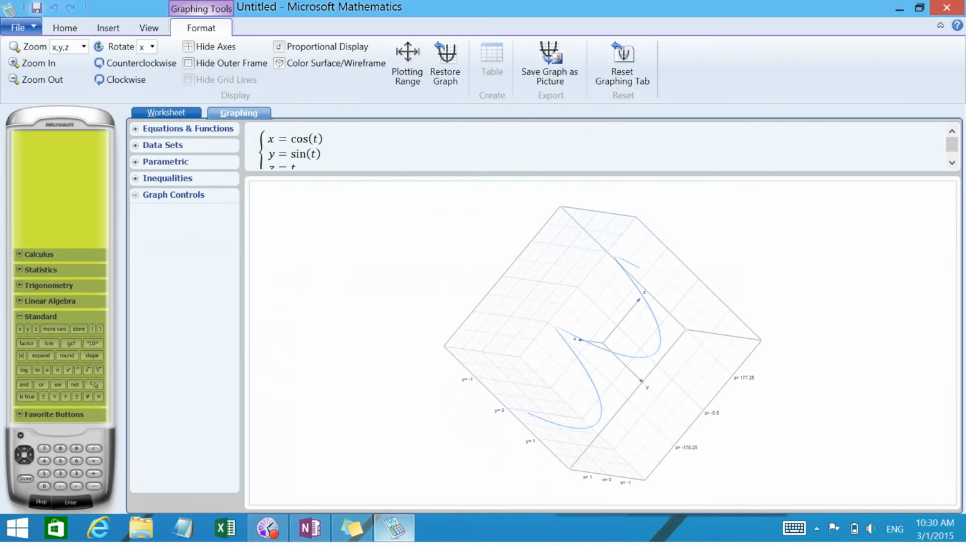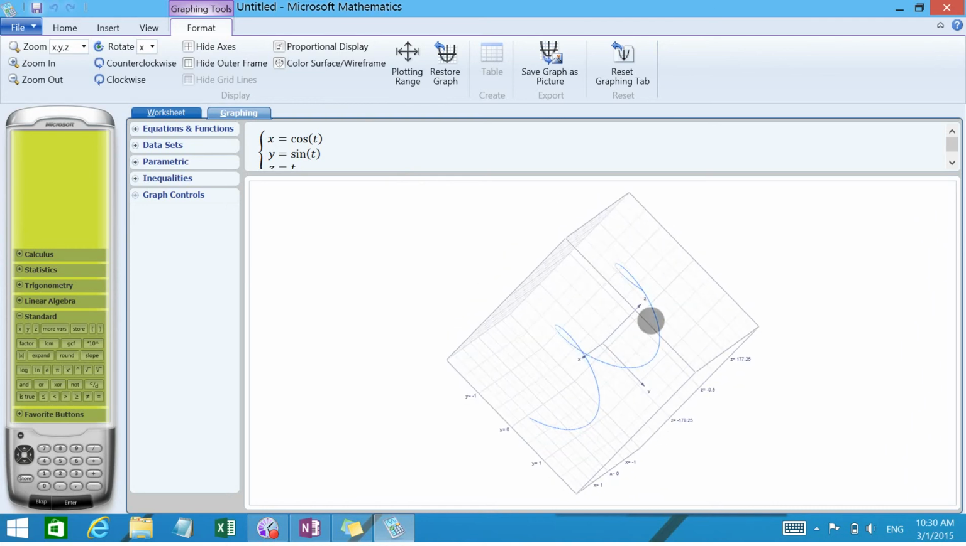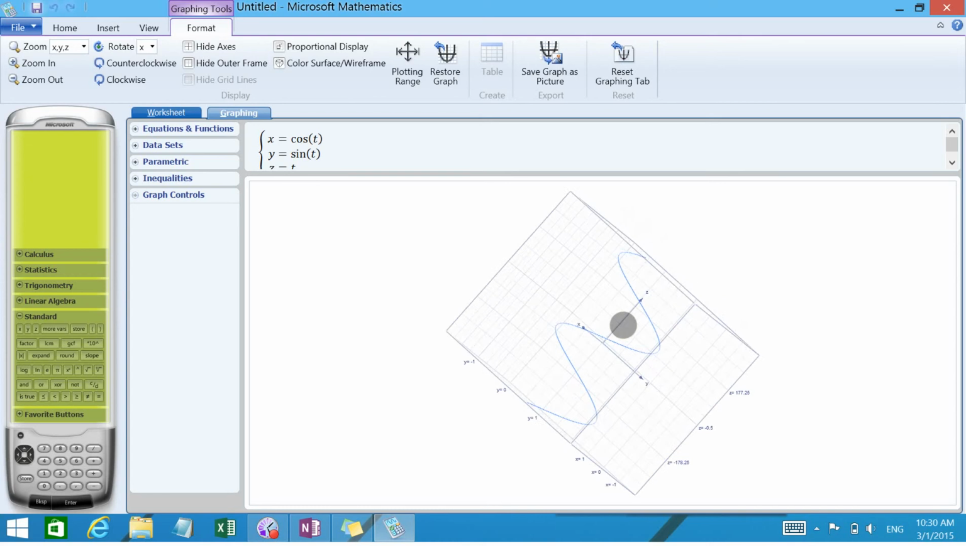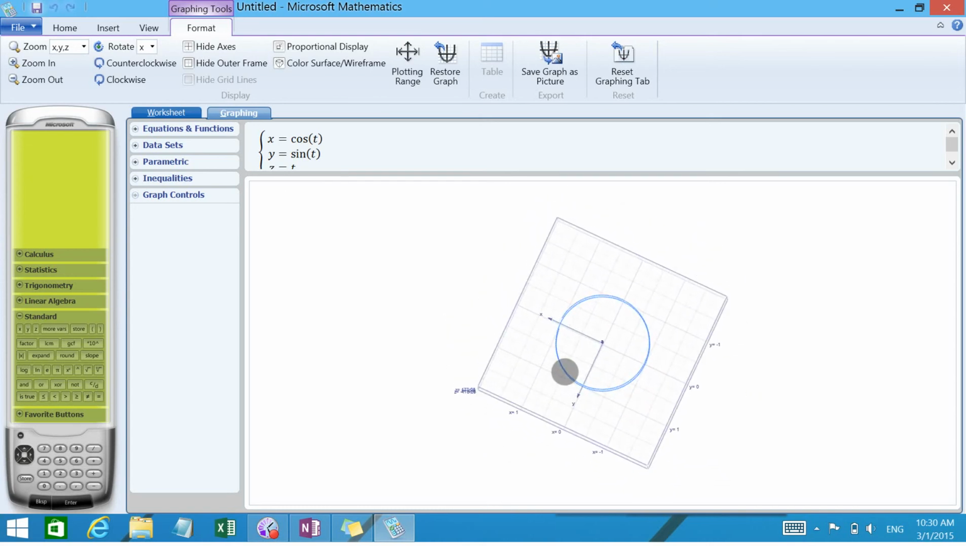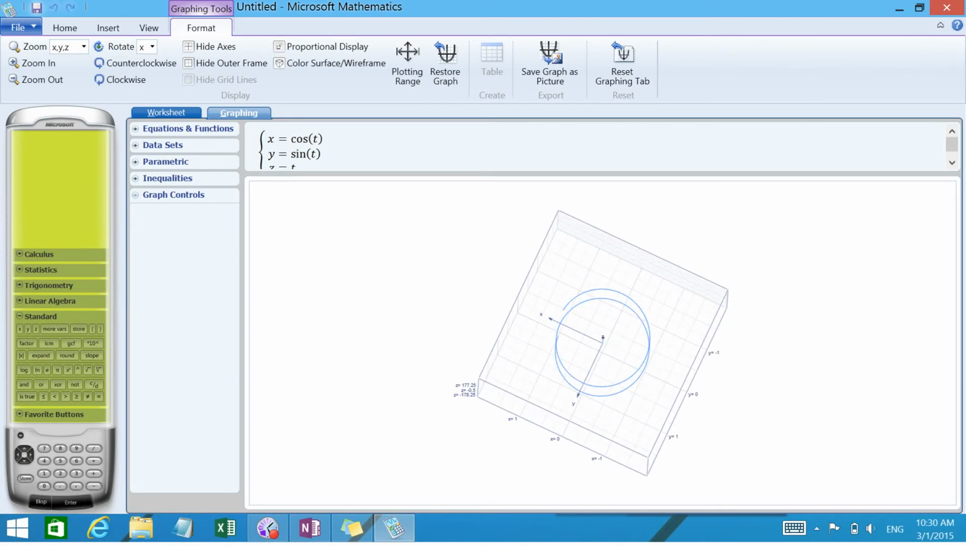I already have it plotted here in Microsoft Math. So here's the equation x equals cos t, y equals sine t, and z equals t. And you can see that as t increases, you're going up the z-axis, but otherwise you're just wrapping around the y and x as if you're going around a circle. In fact, you can see that when the z is pointing directly at us, it's stabbing the viewer in the face right now. The x and the y seem to just be going around and forming a circle, which is exactly what we had for x equals cos t and y equals sine t when we were graphing it in the plane.